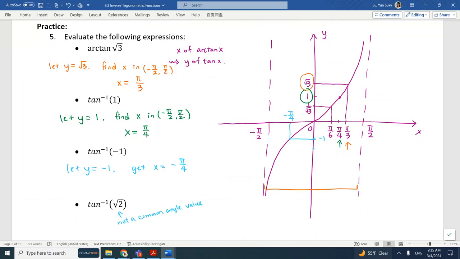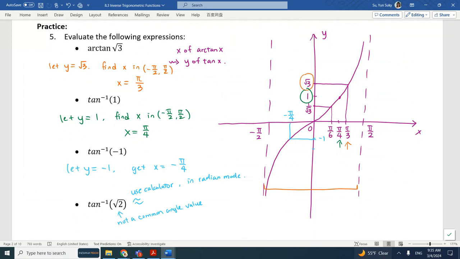Our common angle values are like 1 over root 3, 1, and root 3. If you see other numbers, you are allowed to use a calculator. So use a calculator, and make sure you are in radian mode. Okay? Make sure you're in radian mode. So take out your calculator.